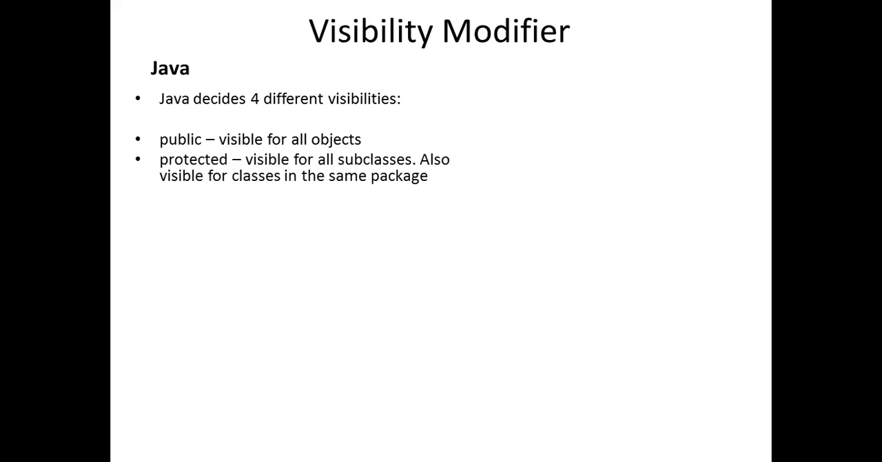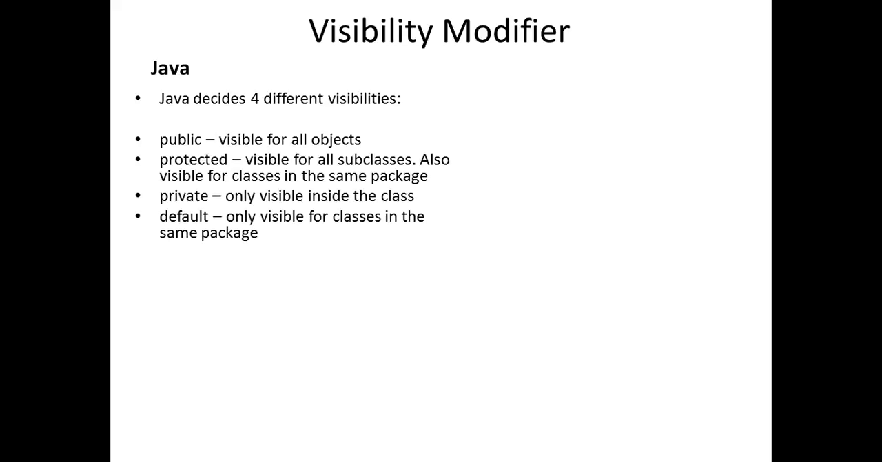Visibility modifier. Java. Java defines 4 different visibilities: public, visible for all objects; protected, visible for all subclasses and classes in the same package; private, only visible inside the class; default, only visible for classes in the same package.